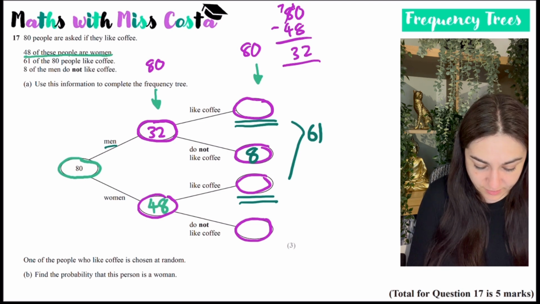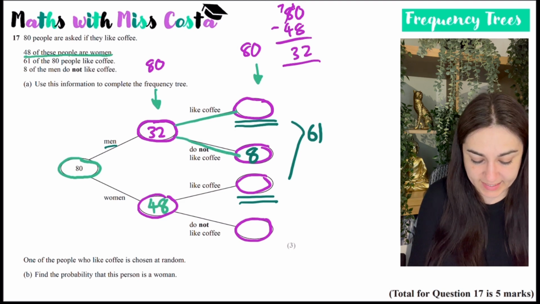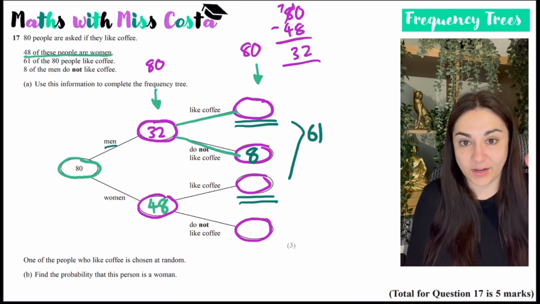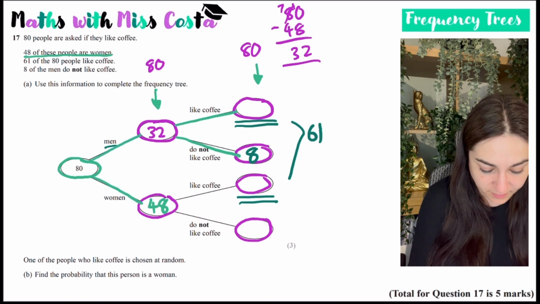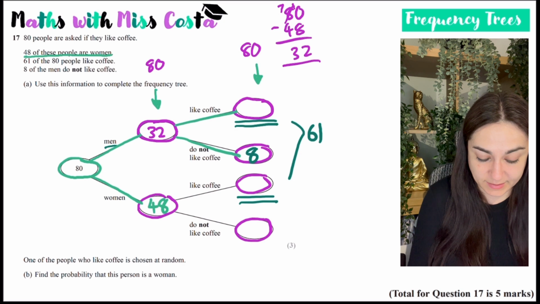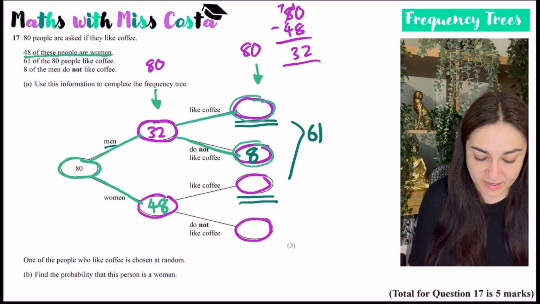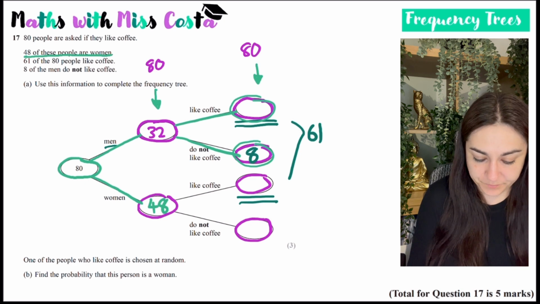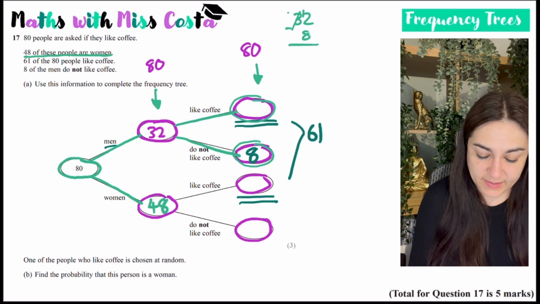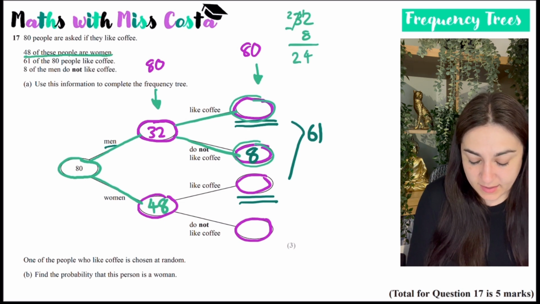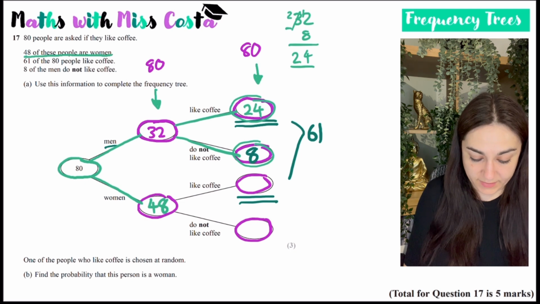I know that these two branches here must add to make 32, because when you branch off, it needs to add up to the previous thing. So over here, 32 plus 48 needs to add to make 80. Similarly, this plus 8 needs to make 32. So if I do 32, take 8, that's going to give me 24. So I've got 24 over here.